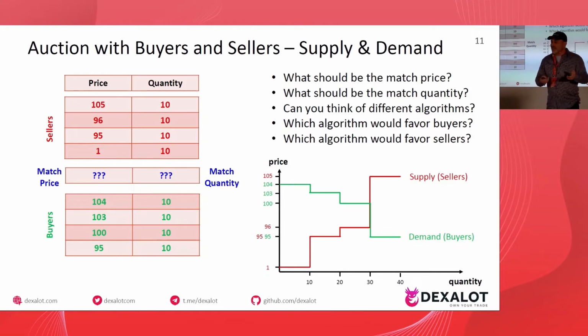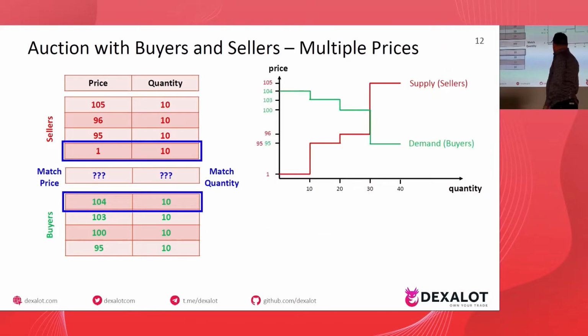We were hoping that they would be here, but unfortunately they couldn't make it. So they came up with these demand-supply curves where we exhaust the quantities, and then we will have a matching price between 96 and 100, which will be 98. And everybody will get the same price. And the matching quantity will be 30.